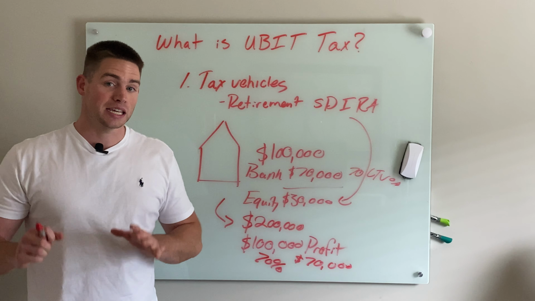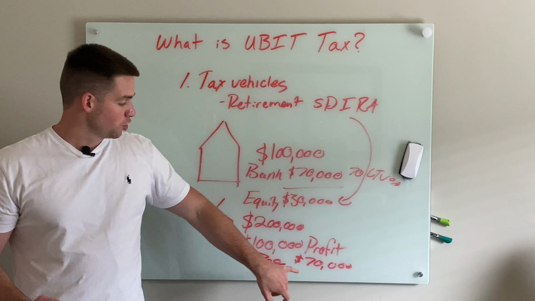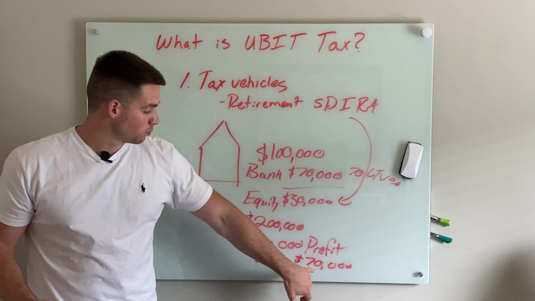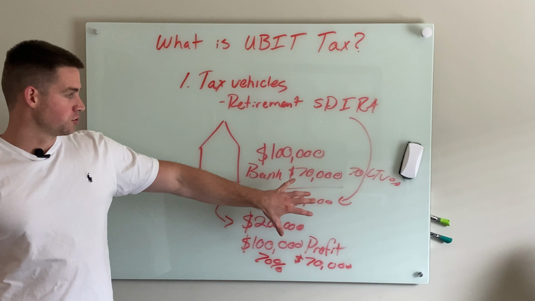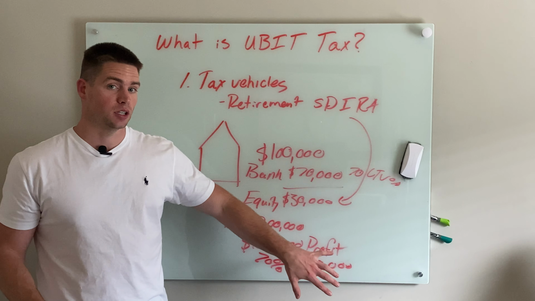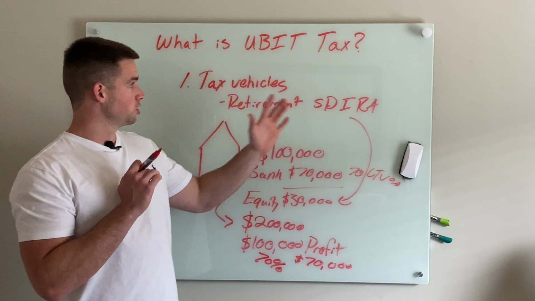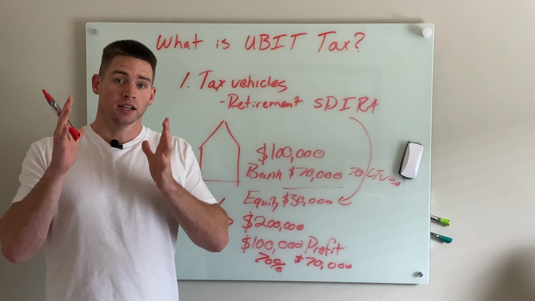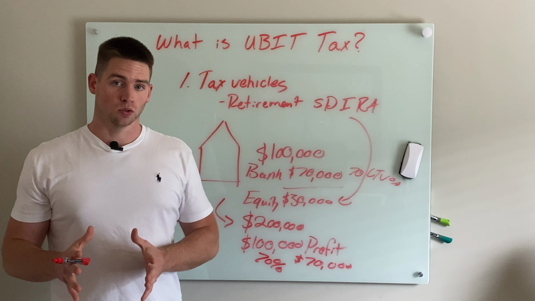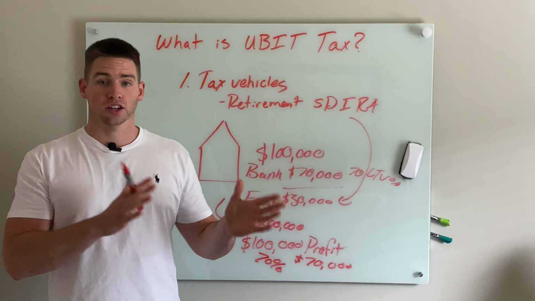And that's not your money, and that's not protected money. So on this $100,000 profit, you're going to have to pay tax on $70,000 of that, or 70%. If we had used 50-50, then we'd only be paying tax on $50,000 worth of profit. So really what the UBIT looks at and cares about is how much of the non-tax-exempt vehicle you used in order to make this profit, and then they're going to tax you on the other part.